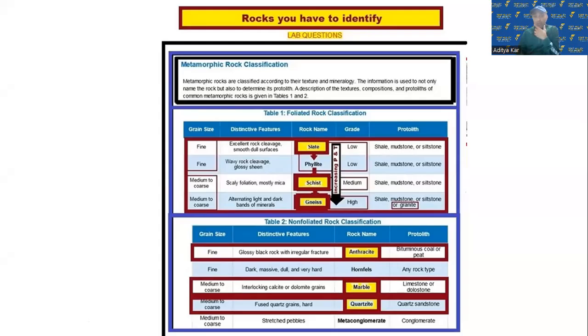The foliated rocks are the rocks that actually show some kind of layering. It's not sedimentary layering. This layering comes from directed pressure. So when you put pressure on something, like a pen, the pen becomes flattened. That's a foliation.